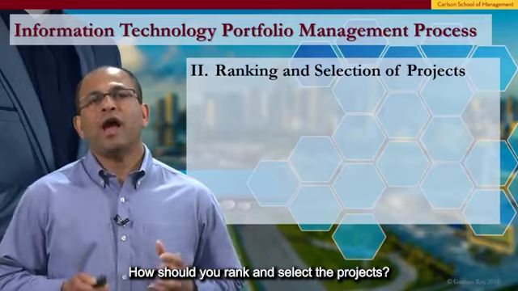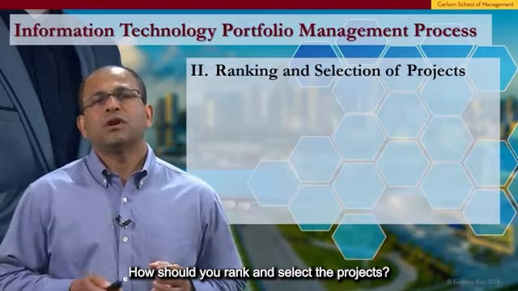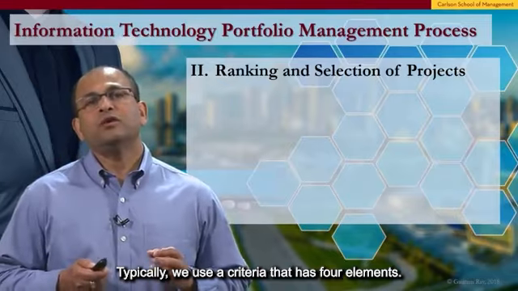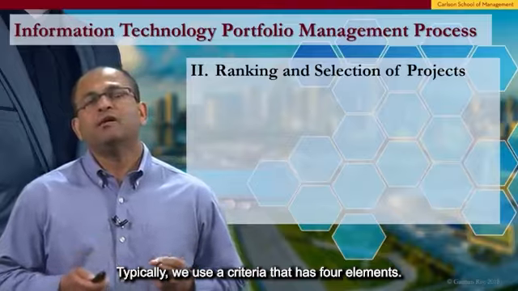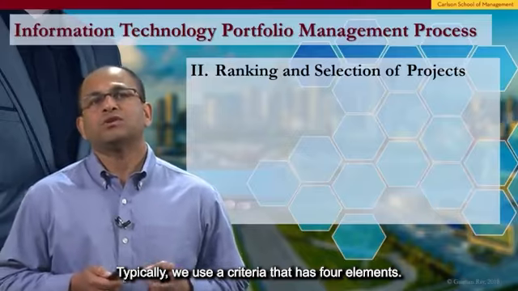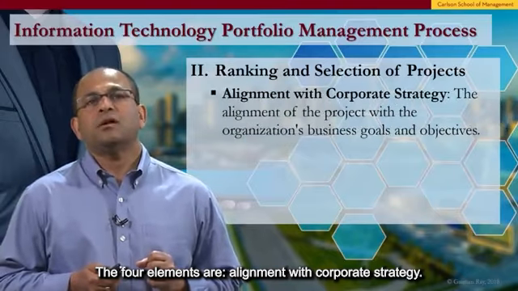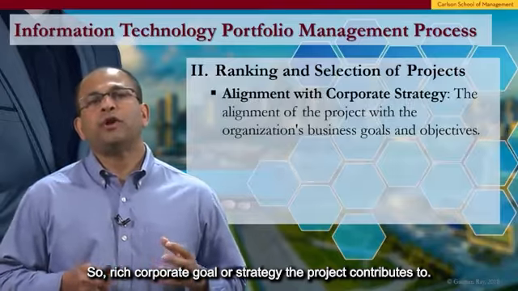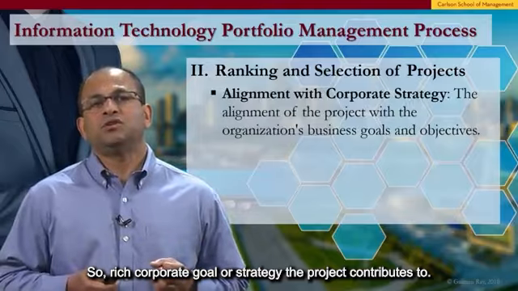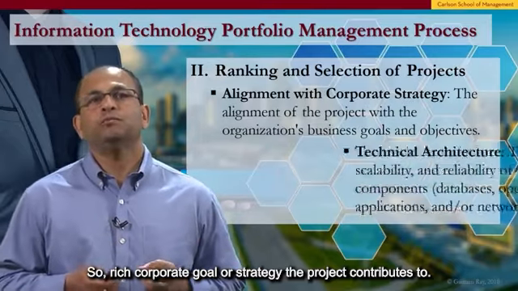How should you rank and select the projects? Typically we use a criteria that has 4 elements. The 4 elements are alignment with corporate strategy. So which corporate goal or strategy does the project contribute to?